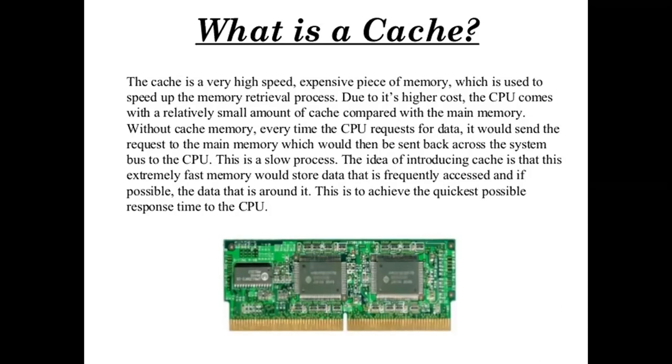if there is no cache memory, the CPU will send the request for data to main memory, which would then be sent back across the system bus to the CPU. This is a slow process, which makes everything slow if there is no cache memory. The idea of introducing cache memory is that this extremely fast memory would store data that is frequently accessed.